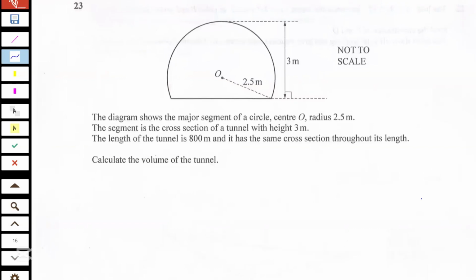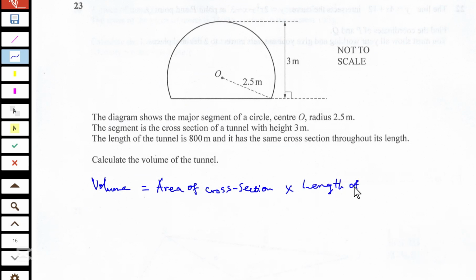Now, the volume of this shape is going to be given by the formula: volume, V, is going to be equal to the area of the cross-section times the length of the tunnel.